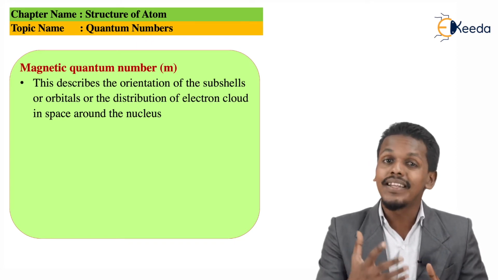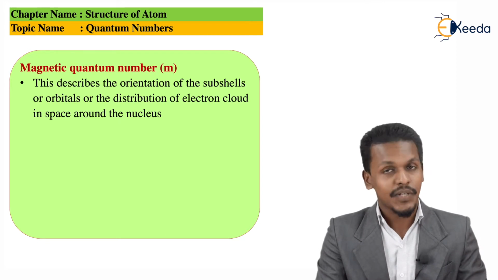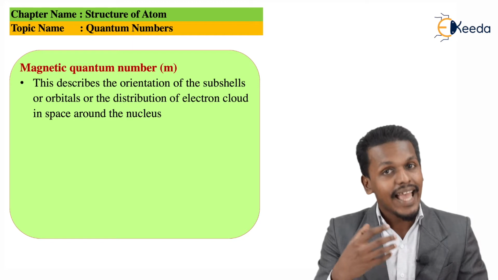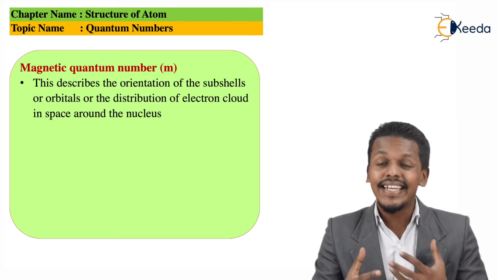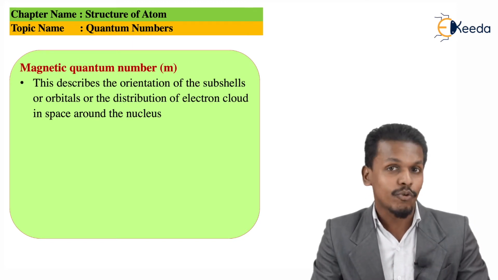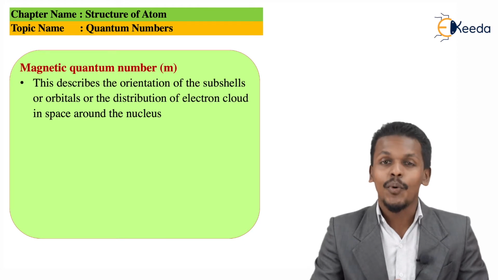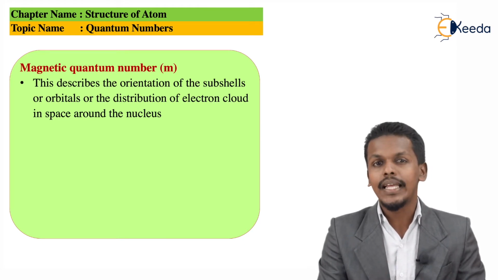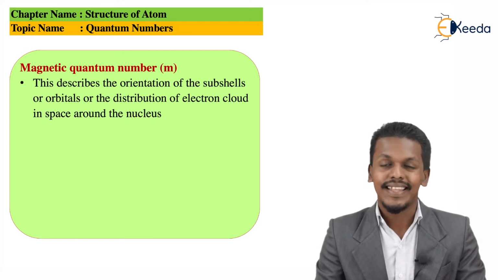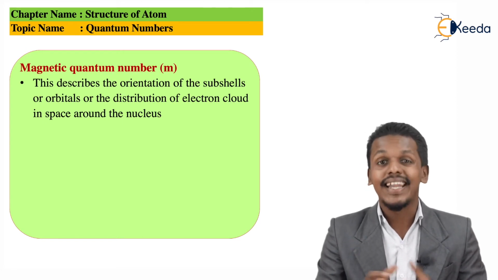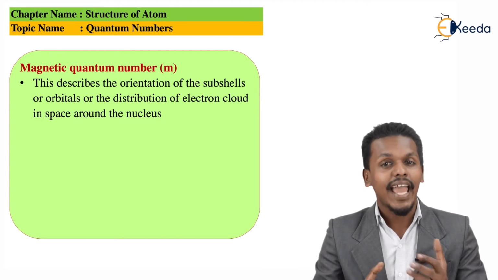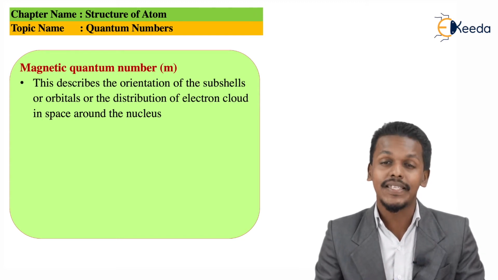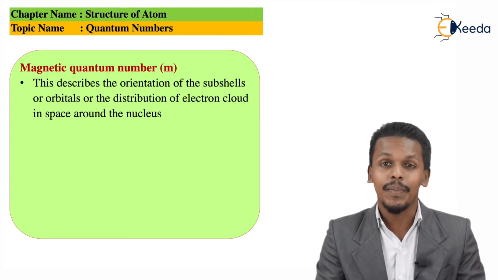How many orbitals does the p subshell have, how many does the d subshell have, how many does the f subshell have? This is the detail we can find from the magnetic quantum number. It is denoted by m, and it has a formula, m equals 2l plus 1, where small l represents the azimuthal quantum number.